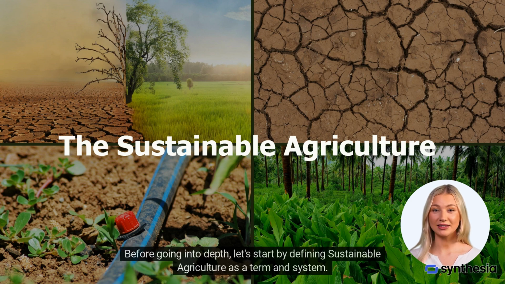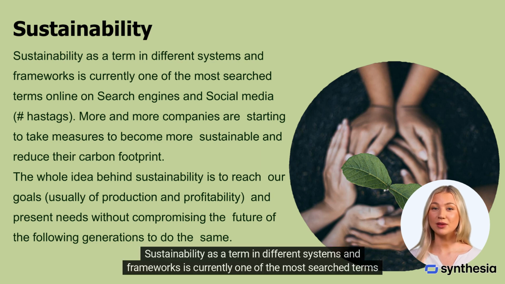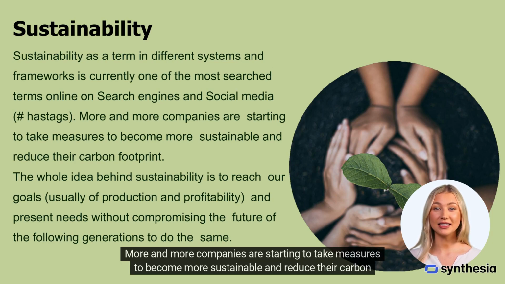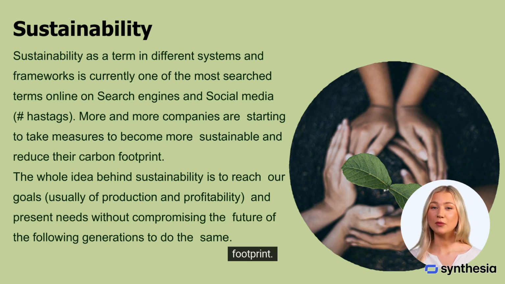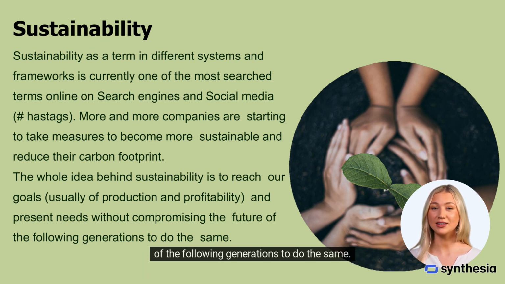Before going into depth, let's start by defining sustainable agriculture as a term and system. Sustainability as a term in different systems and frameworks is currently one of the most searched terms online on search engines and social media. More and more companies are starting to take measures to become more sustainable and reduce their carbon footprint. The whole idea behind sustainability is to reach our goals and present needs without compromising the future of the following generations to do the same.